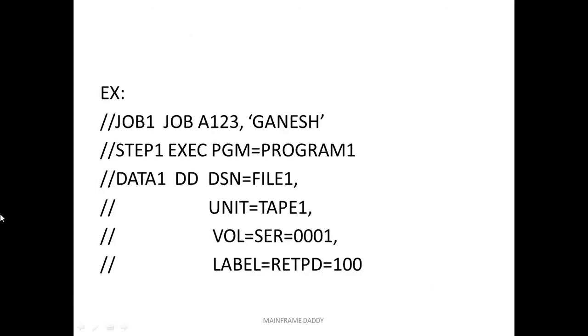So here JOB A123 Ganesh, STEP1 EXEC PGM=PROGRAM1, DATA1 DD DSN=FILE1, UNIT=TAPE1, VOLUME=SER=001, LABEL=RETPD=100, which is 100 days. So this particular FILE1, which is a tape file, will be retained until 100 days are over. This file will not be deleted for the next 100 days.